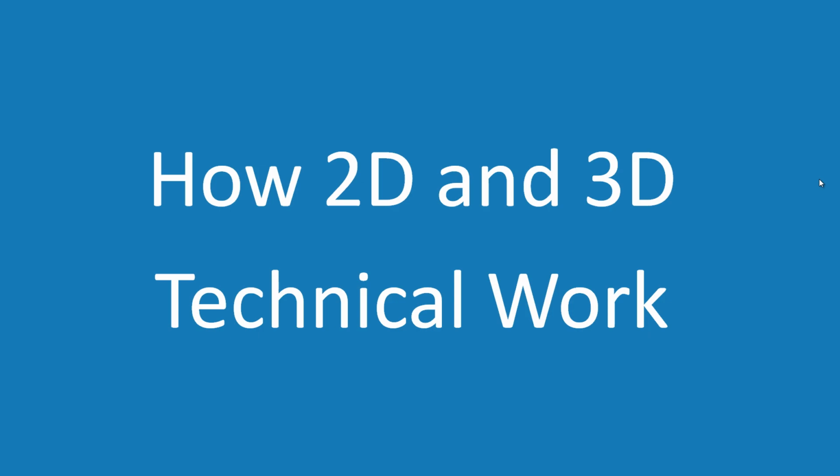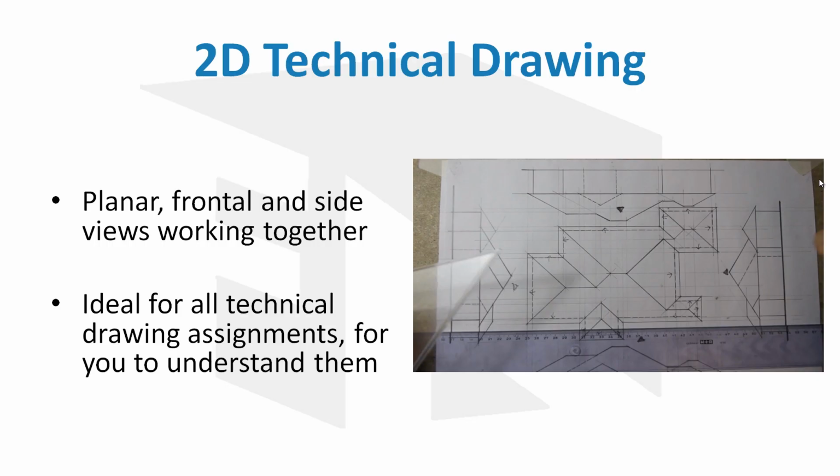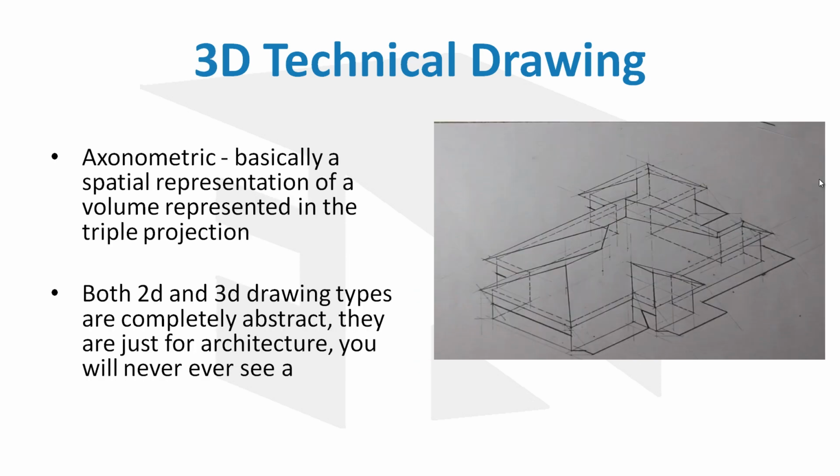Right, so 2D and 3D technical drawing. Obviously, they both are important, equally as important. You need to be able to jump from 2D technical drawing to 3D. So obviously you got a planar frontal view, a side view, and all these views work together. Okay, so they describe the same volume, and obviously you need to understand them before you can move on with your work. Okay, so 3D technical drawing, the same volume described previously, but in 3D.